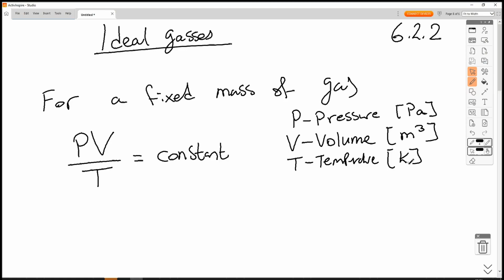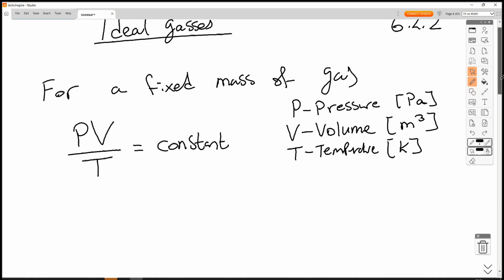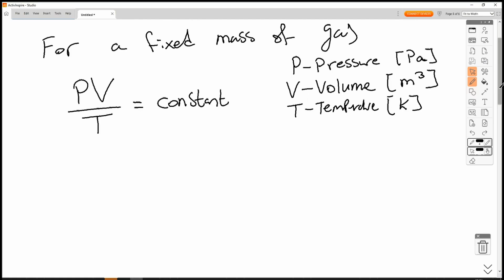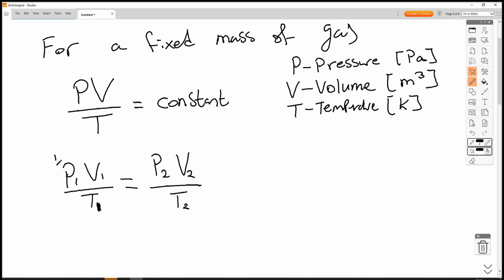Now, this relationship of PV over T is a constant gives rise to an equation where if a gas that's trapped within a container changes in some way, we can relate its initial conditions to its final conditions. So we say that P1 V1 over T1 is equal to P2 V2 over T2.